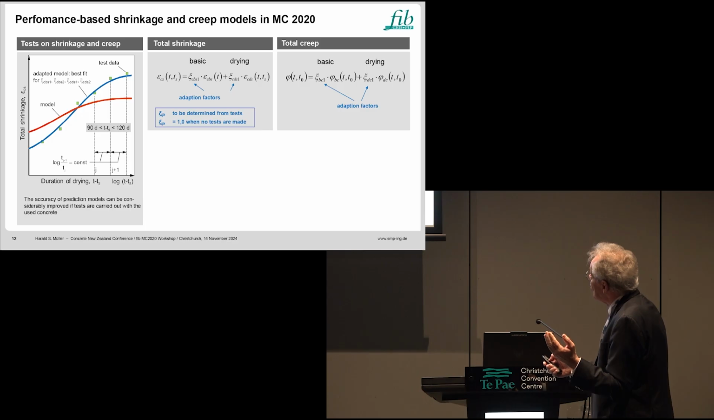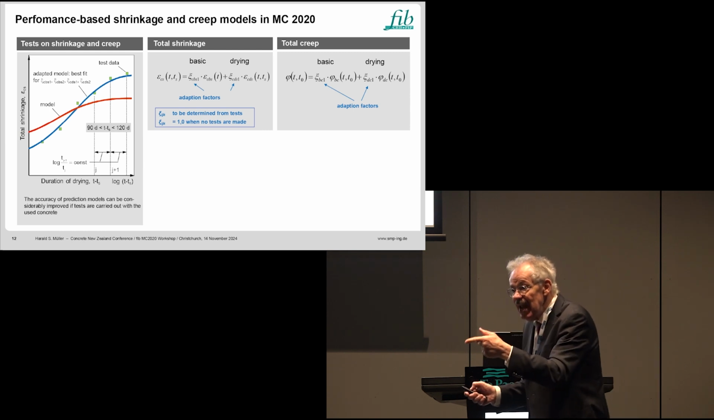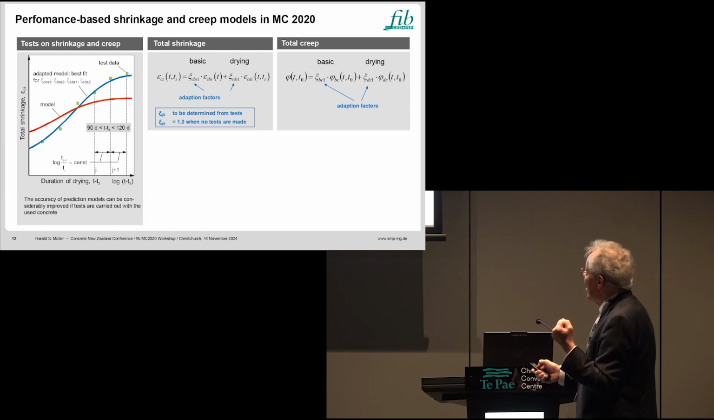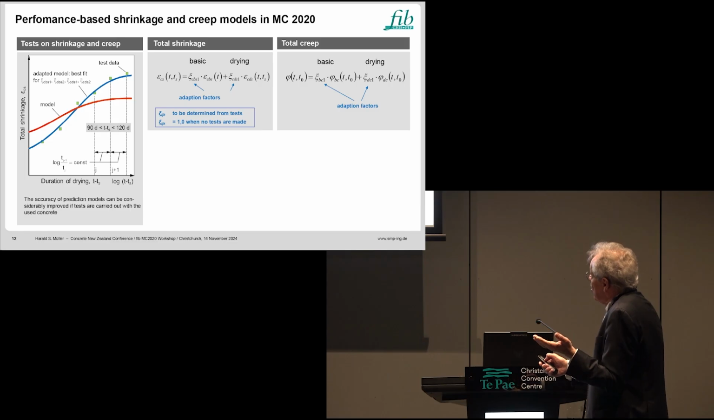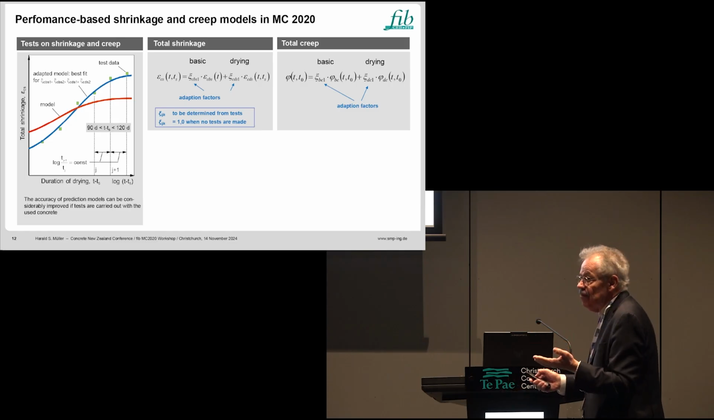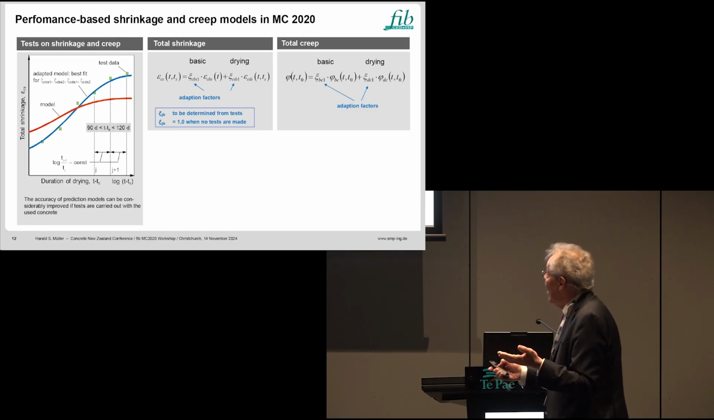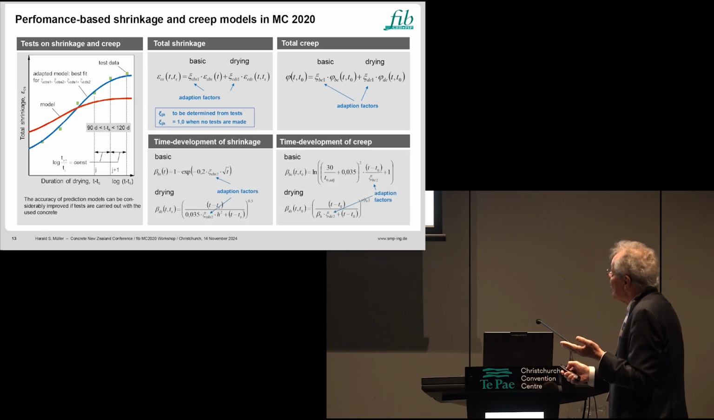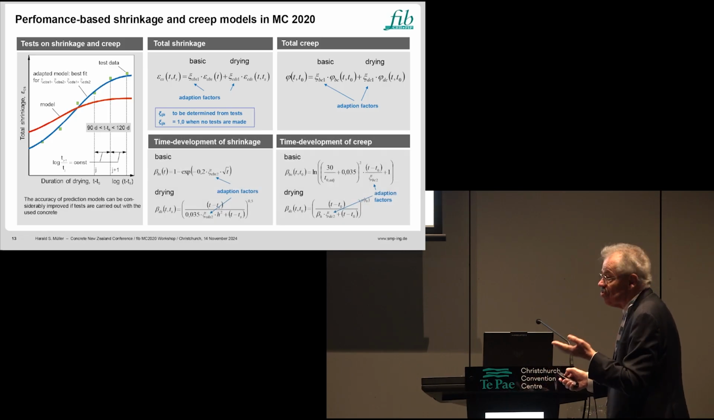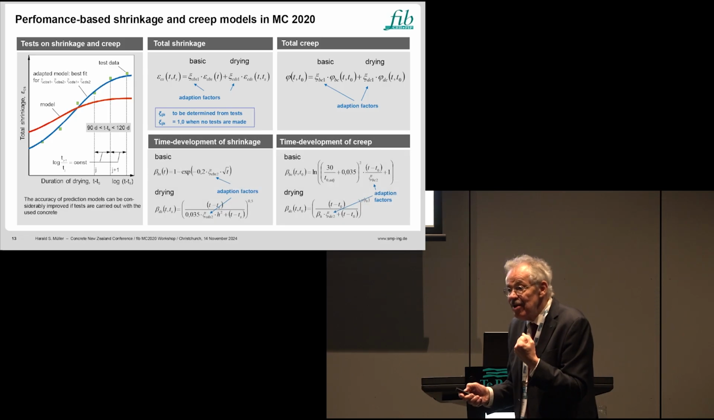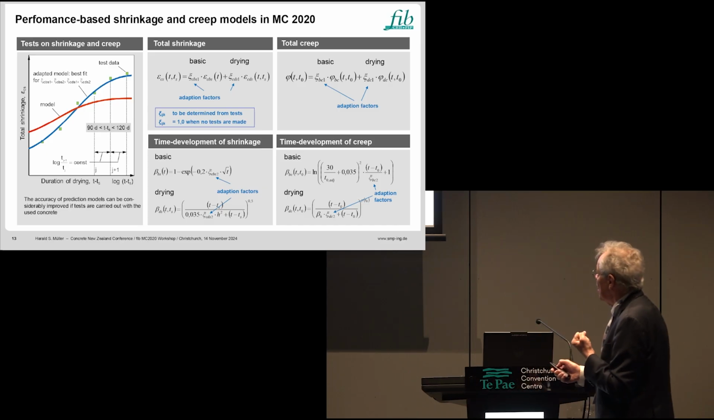You see here total shrinkage and total creep, the basic formula, and we have adaptation factors included. And these adaptation factors can be determined from tests. This is described in detail how to run these tests. And they are set, these factors, if you are doing no tests. And the same holds also true for the time development of shrinkage, which is also strongly dependent on the kind of concrete which you are using.